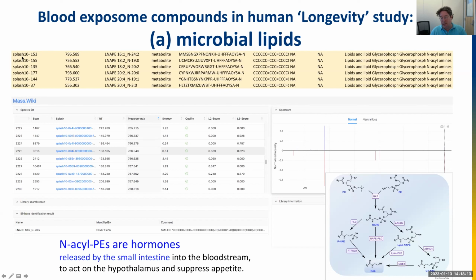So the splash ID is a unified spectral hash key for MSMS spectra, to enable correspondence between databases. We report the precursor mass, the name, the type of compound, which is a metabolite, InChIKey, SMILES, and the classifications from ClassyFire.